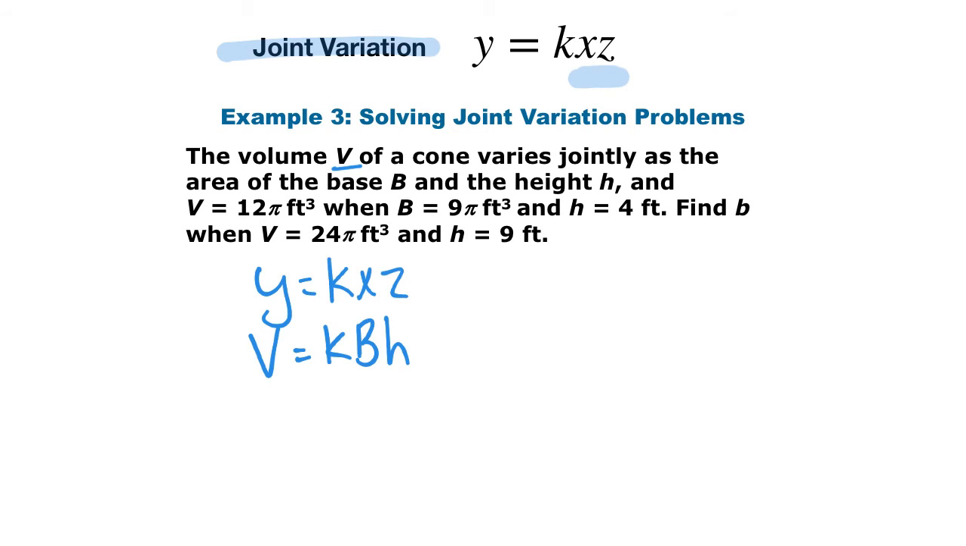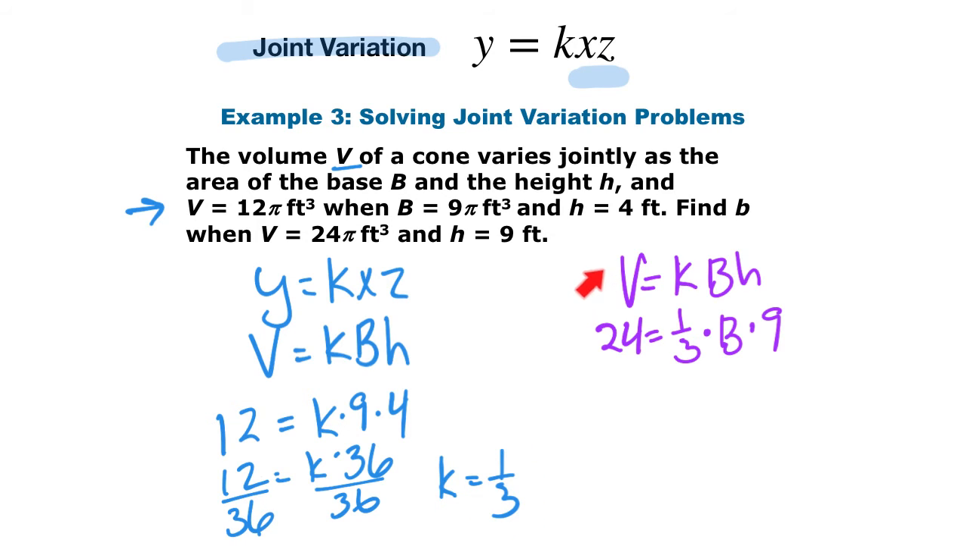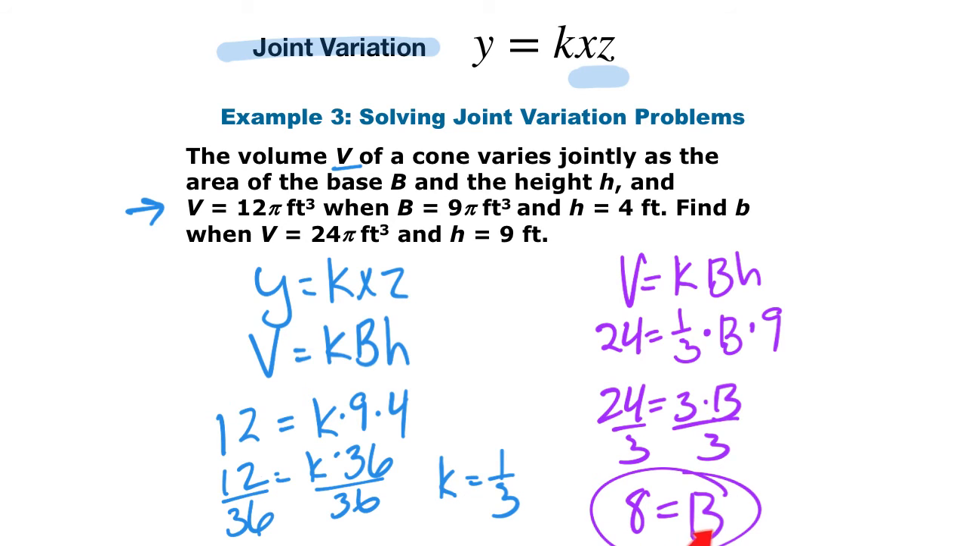So now I'll fill in what I know from this line right here. When the volume is 12, that means the base is 9 and the height is 4. So from here, I could figure out what k is. So down here, I figured out k to be 1/3. So now I'm going to use that again. So I write down my general equation here, fill in what I know for this last part. I want to find B when volume is 24 and the height is 9. And I'm using 1/3 for k. So now I just have to solve for B. And when I solve this, I get the area of the base to be 8. A good rule of thumb here is that you're going to use some of the information they give you to find k, and then you'll use that again to find the value that you're looking for.